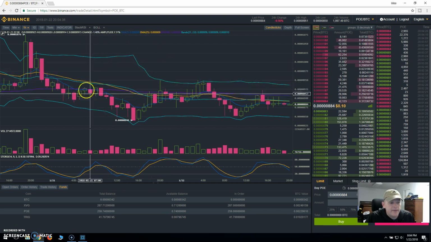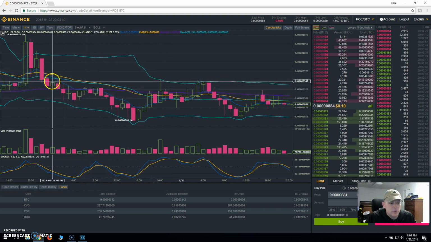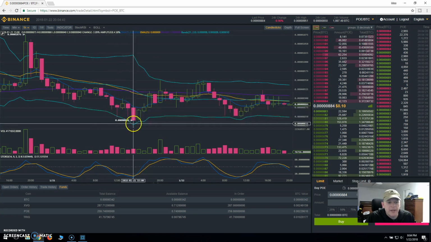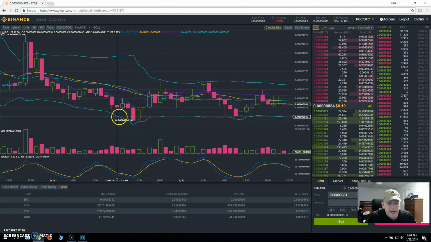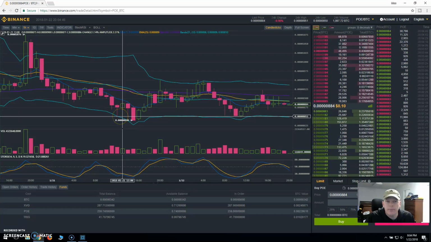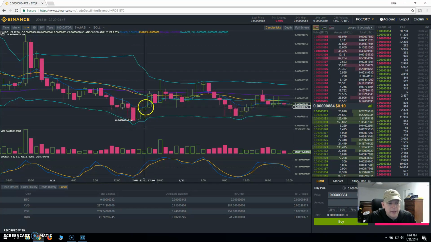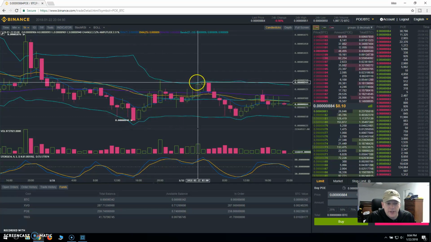So really, the way to do that is when these candlesticks come down and they touch this bottom Bollinger line, that's when you want to buy. And when they move back up and they touch this upper line, that's when you want to sell. It's pretty straightforward. And like I said, you'll make small gains, but it'll be consistent and less risky gains.